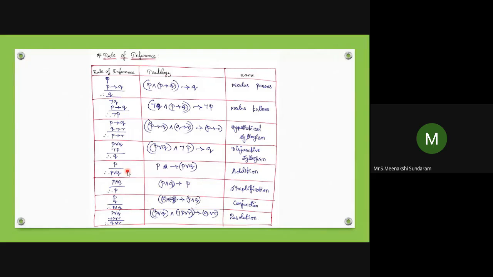Two terms I can convert into a single term. P conjunction Q, I can write P. For P conjunction Q, I can write only P. So why can't I write Q? You can check. P conjunction Q, what is the answer?